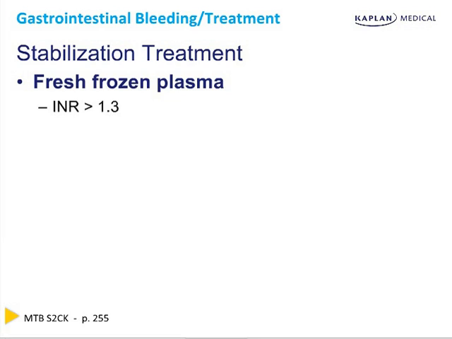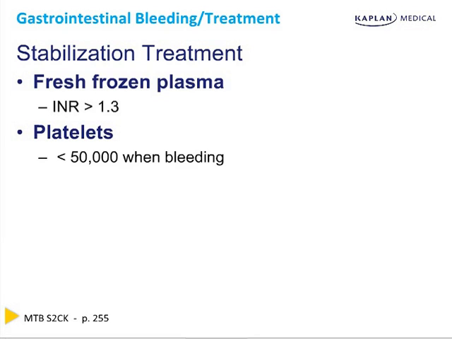Furthermore, if you're giving more than 4 units of packed red blood cells, you must keep in mind the patient may develop a dilutional coagulopathy. Since PRBCs don't have clotting factors, when you give too many, you dilute the plasma. This causes the INR to rise, so consider giving FFP in this case as well. For platelets, if the count is below 50,000 and there is bleeding, you should consider giving platelets as well.